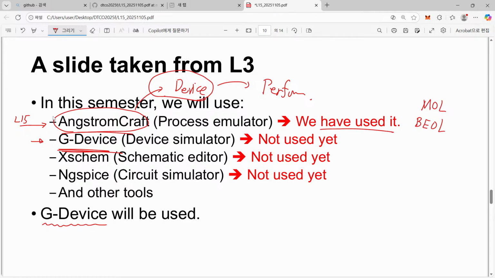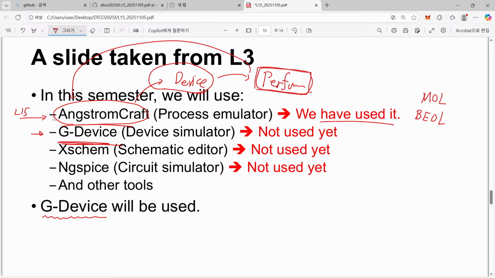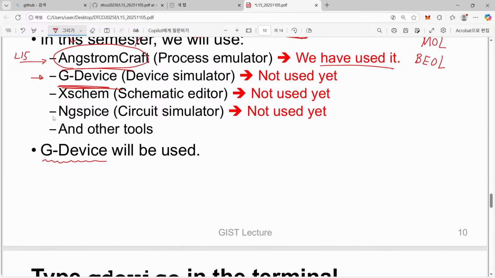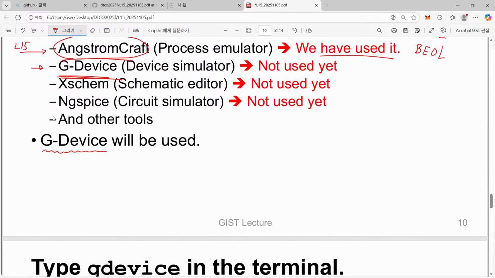If you like it, then you can keep it this way. But if your performance is not improved at all or is degraded, then you have to come back to this step and change your parameters again and again, repeatedly, till the performance is satisfying. So this is the usual way we do it, and today we will talk about how we can use this G-device code.